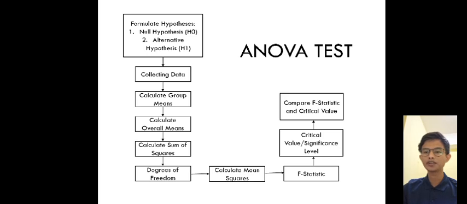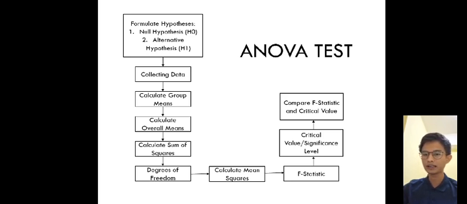The next step is the critical value or significance level. Here we determine the critical value for the F statistic based on our chosen significance level, for example 0.05. And then we compare the F statistic and the critical value. If the calculated F statistic is greater than the critical value, we should reject the null hypothesis, indicating that there is at least one significant difference between the group means.